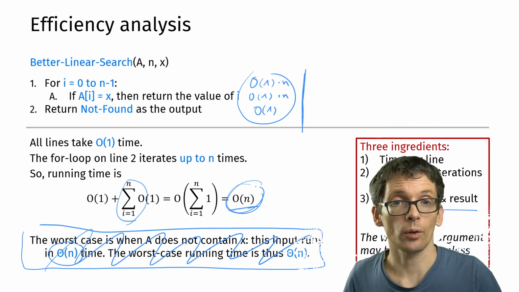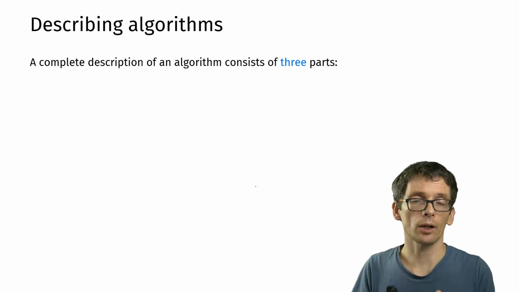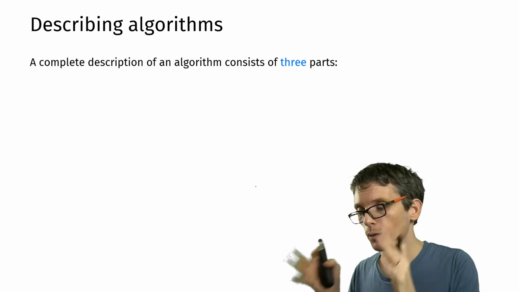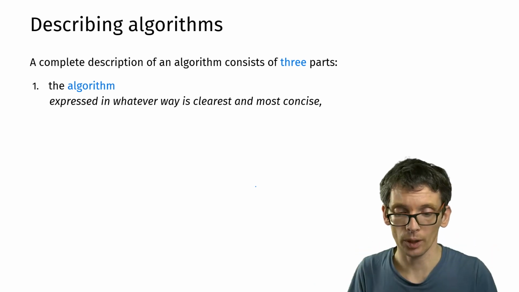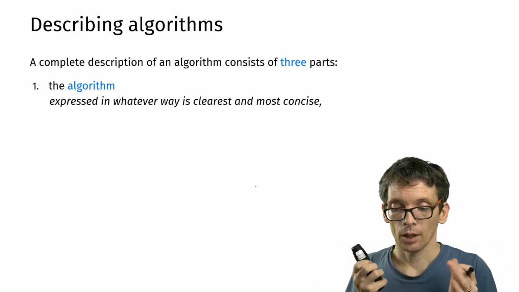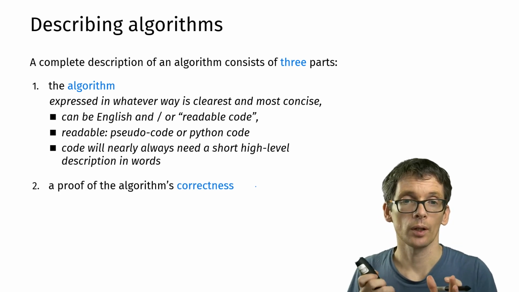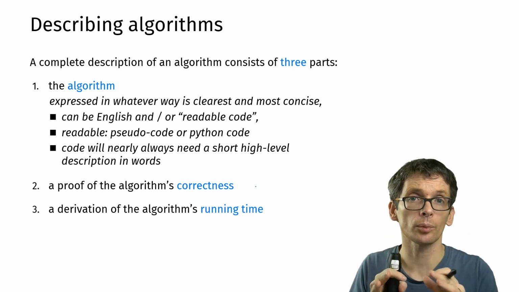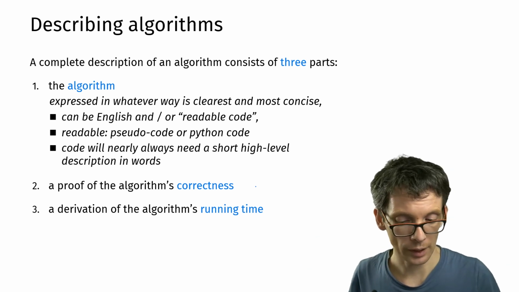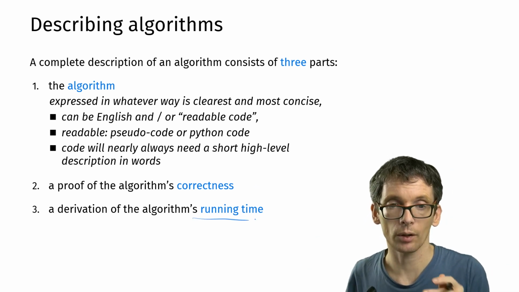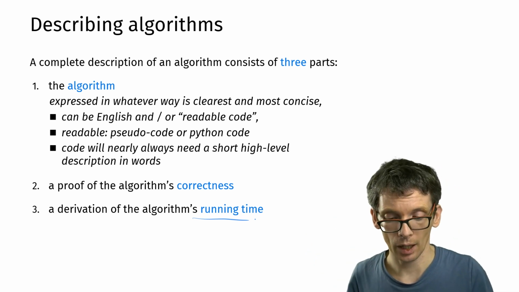So that was all for today. Let's quickly recap what we've seen. Algorithms. And if we have an algorithm, we want to have three parts. The description of the algorithm as such, expressed in whatever way is clearest, correctness proof of the algorithm, and running time analysis. We haven't done correctness proofs of algorithms yet, so we have to come back to that at a later point, but we have now had a look at running time analysis and how to formally argue about that.